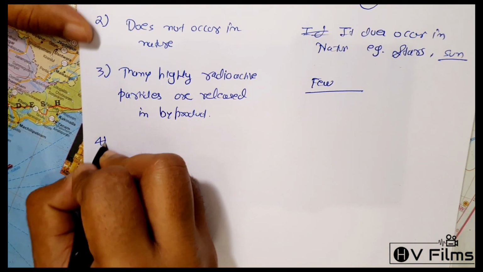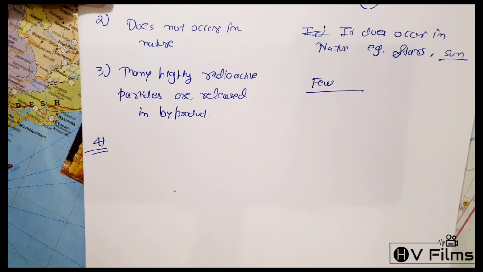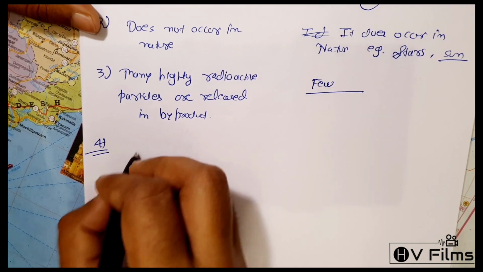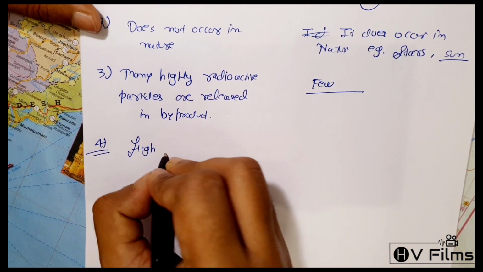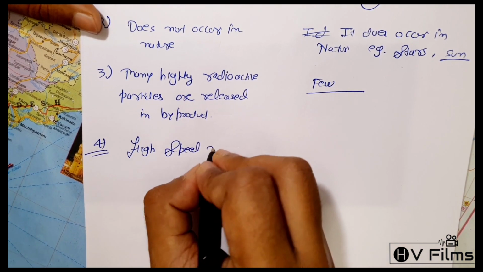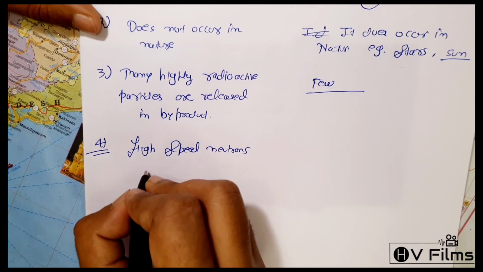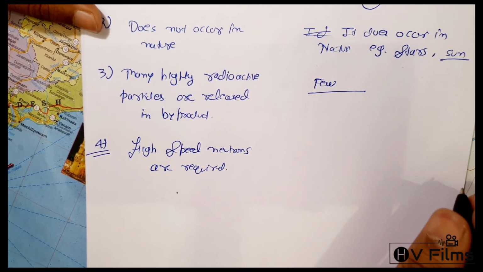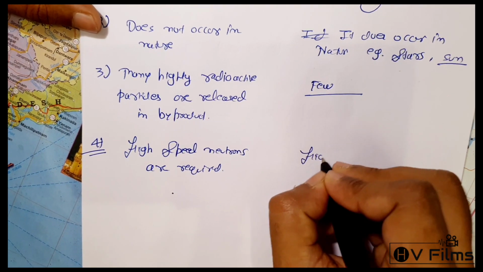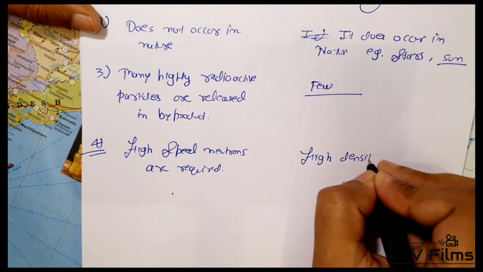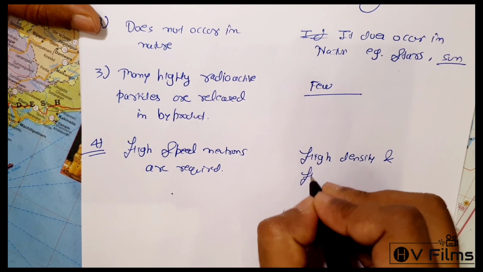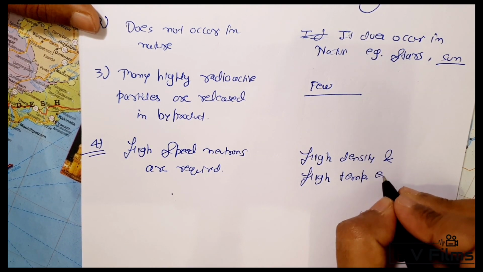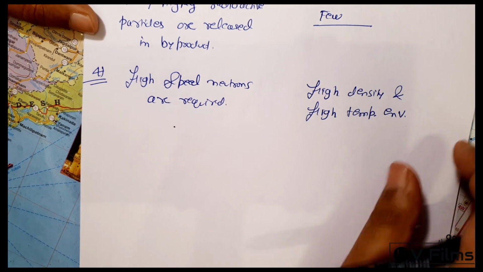The fourth point that we're going to discuss is about the conditions. To make fission occur, high speed neutrons are required, whereas in nuclear fusion, a high density and high temperature environment is required. That is required in fusion.